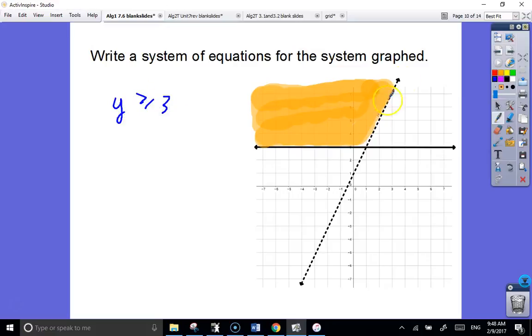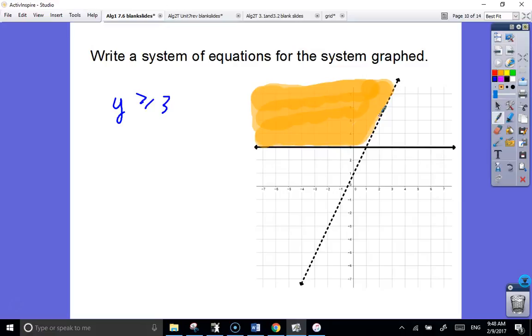Okay, how about this dashed line? What's the y-intercept? It's positive 1. What is the slope? Up 2, right 1. So what is that? What's the equation then? Oh, 2x. 2x plus 1. Okay, let's go. It's going to be 2x plus 1.